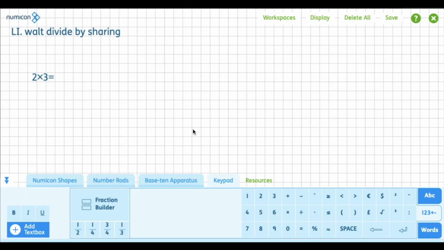Okay, today we're going to look at dividing by sharing. So what we've been working on so far is multiplying and our times tables. We were looking at 2 times 3, which is 2 lots of 3, or actually maybe we'll change it. We'll do 3 times 2 instead. So 3 lots of 2.